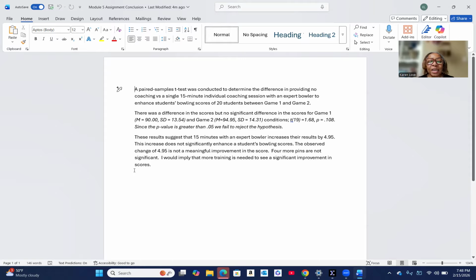To further investigate, these results suggest that 15 minutes with an expert bowler increases the results by 4.95. This increase does not significantly enhance the students' bowling scores. The observed change is 4.95%. This is not a meaningful improvement in the score. Four more pins are not significant. I would imply that more training time is needed to see a significant improvement in scores. This concludes my analysis.